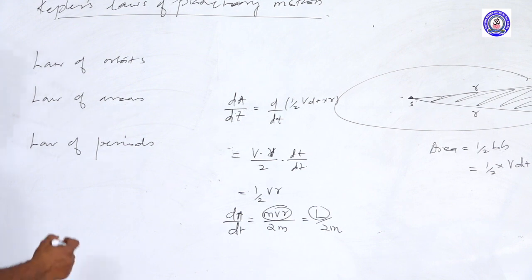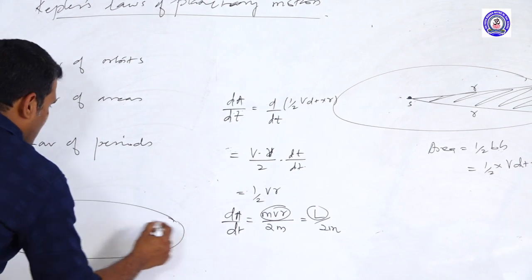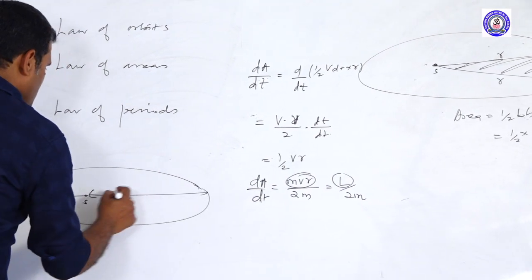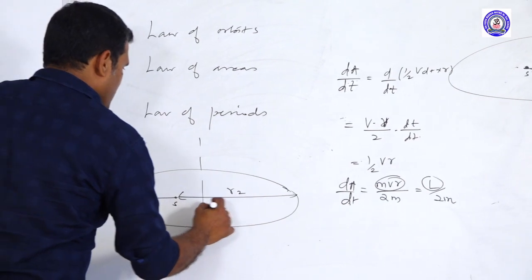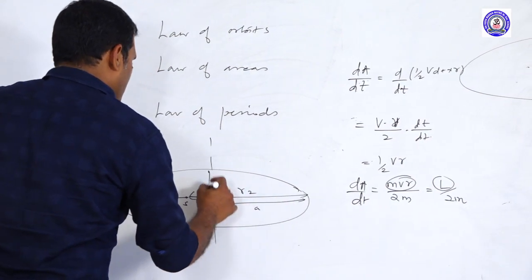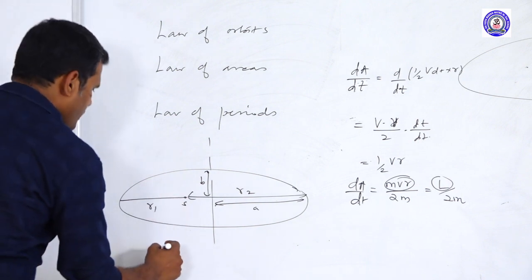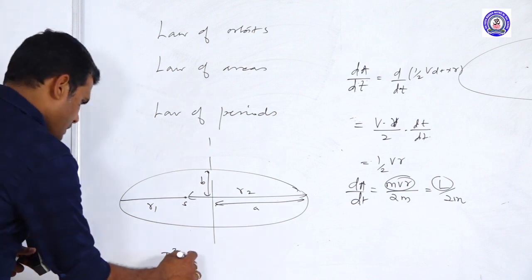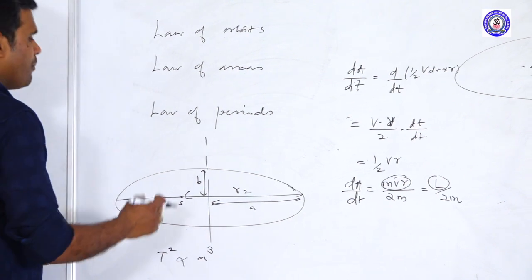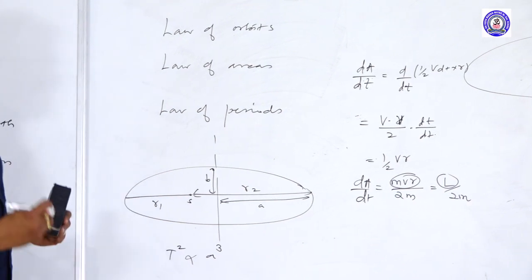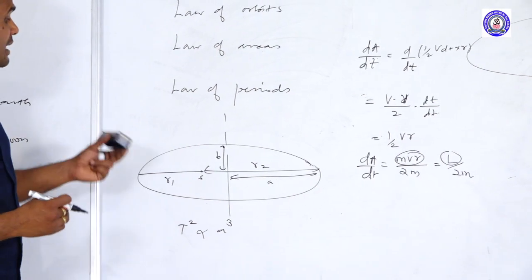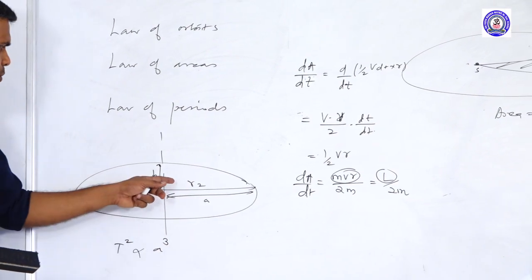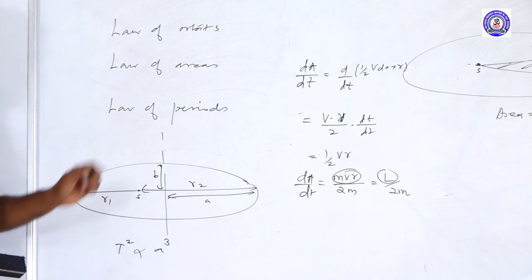Law of periods is simple. Planet is revolving around the sun in elliptical orbits. Let us say the perigee position is at a distance r1, apogee position is at a distance r2. This is the semi-major axis A and semi-minor axis is B. Then we can write the square of the period of revolution of the planet around the sun is directly proportional to the cube of the mean distance of the planet from the sun. Either you can say cube of the mean distance of the planet from the sun or cube of the semi-major axis.